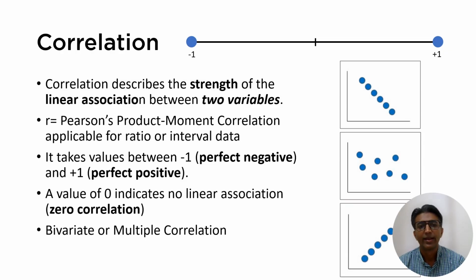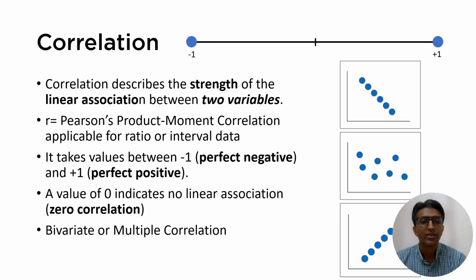Correlation describes the strength of linear association between two variables. So whenever one wishes to identify the relationship between two variables, they need to go for correlation. It is a given fact that both variables should be measured on ratio or interval data form. The measure used to indicate correlation is Pearson's product moment correlation, which is denoted as small r.